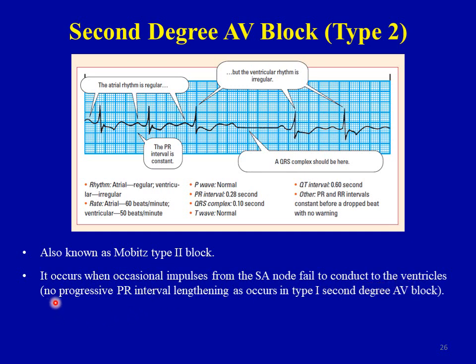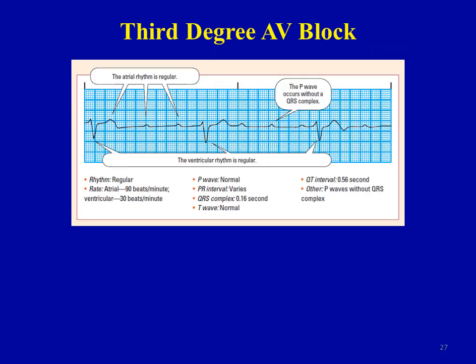So as I said, there is no progressive PR interval lengthening. It is already prolonged and constant. So it is not like the type 1 second degree AV block. In type 1 second degree AV block, the PR interval becomes progressively prolonged, and then one QRS complex will be missing. Here, the PR interval is constantly prolonged, and after several beats, there is a missing QRS complex.